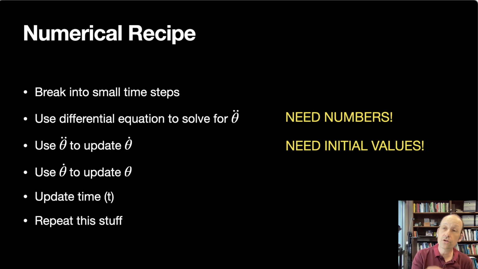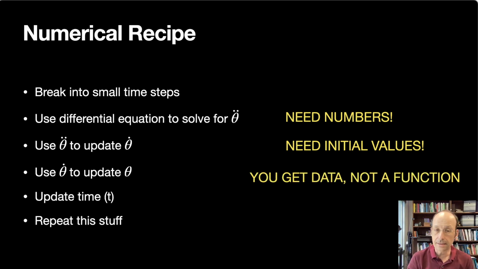I need the initial values. I don't need theta double dot, so I can calculate that. But I do need to know what theta is to start with, and I need to know what theta dot is to start with. So that's fine. If I pull the pendulum off to the side and let go, I could say theta dot is 0 and theta is that initial angle.